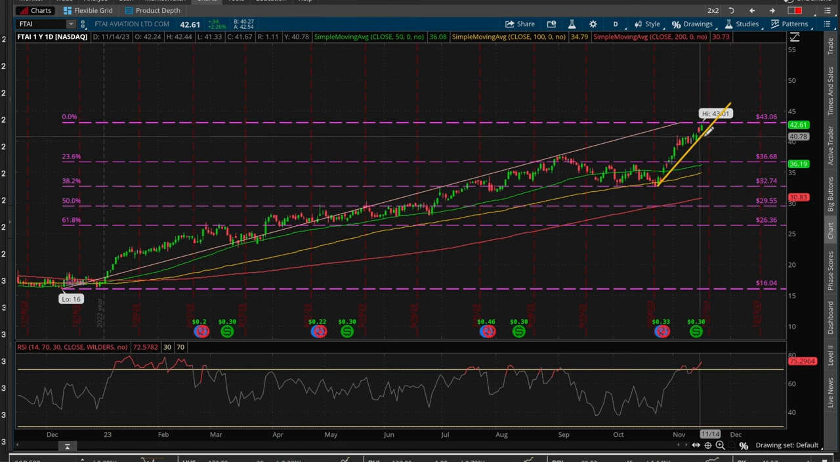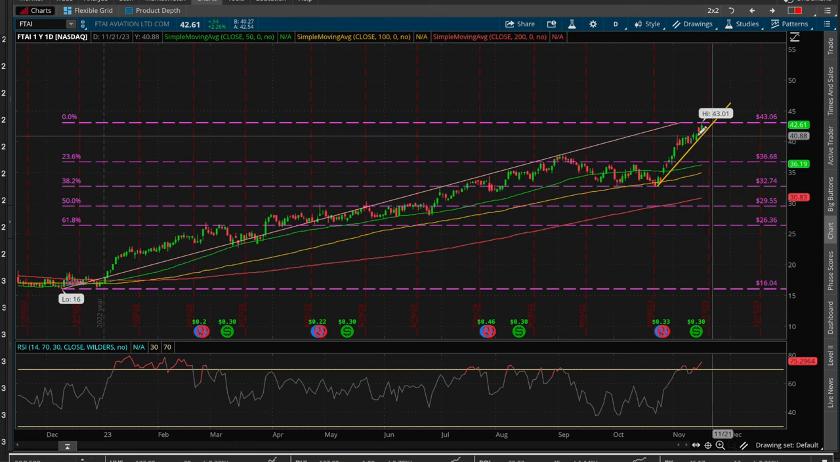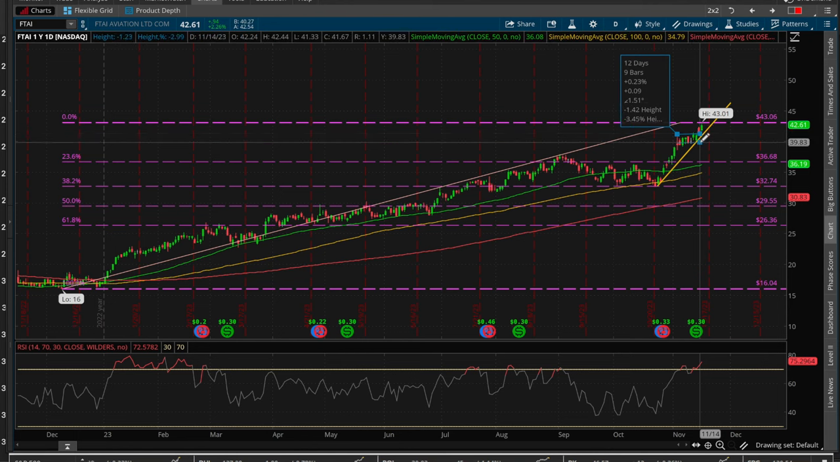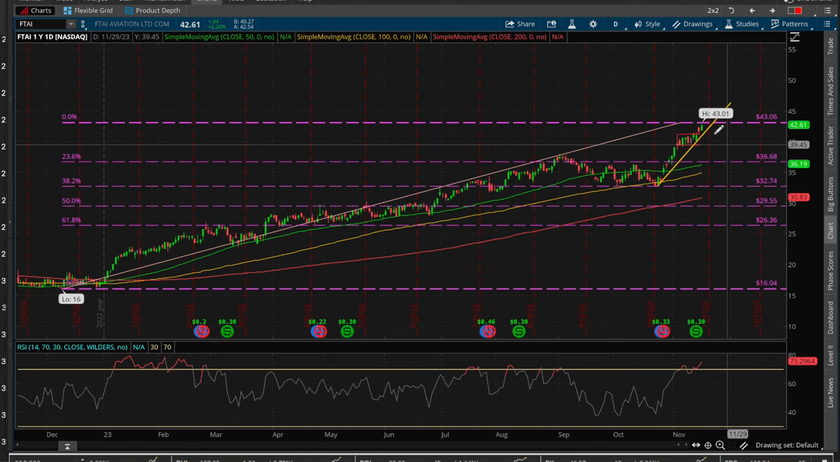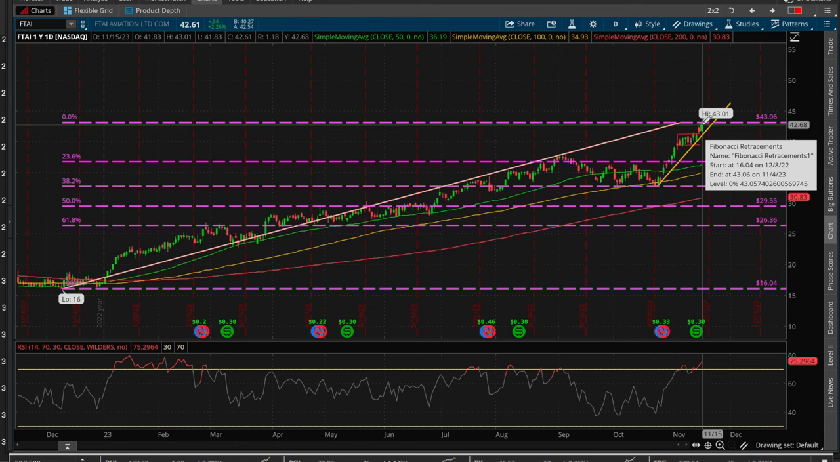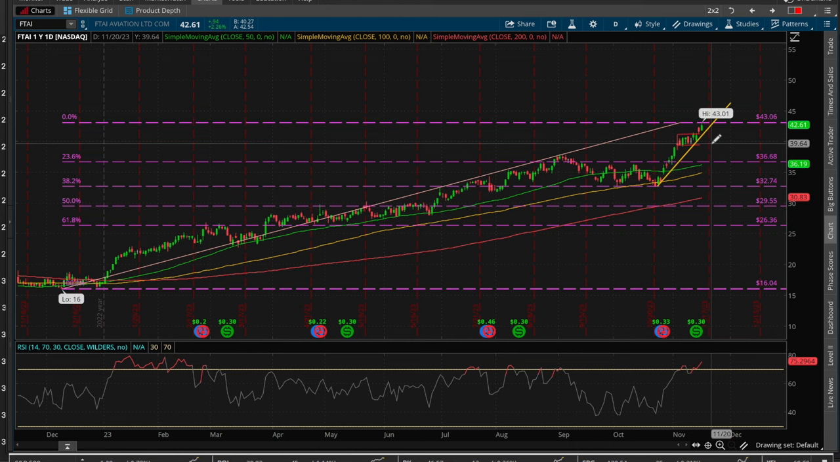It did some sort of consolidation right here. We can draw a channel right there, from here to there. There's that little channel where it consolidated, and then it broke above that, and it made this new high, actually, today, 43.01. Yep. So its all-time high is today, all right.